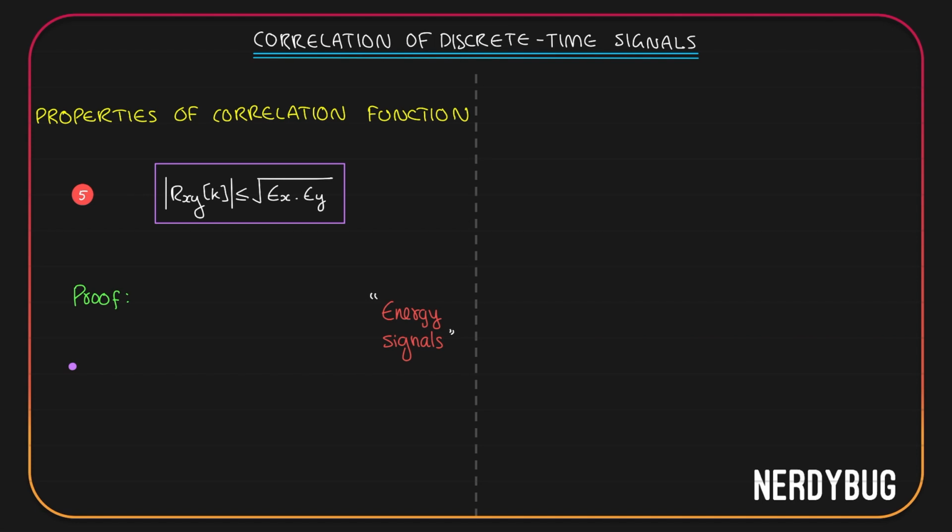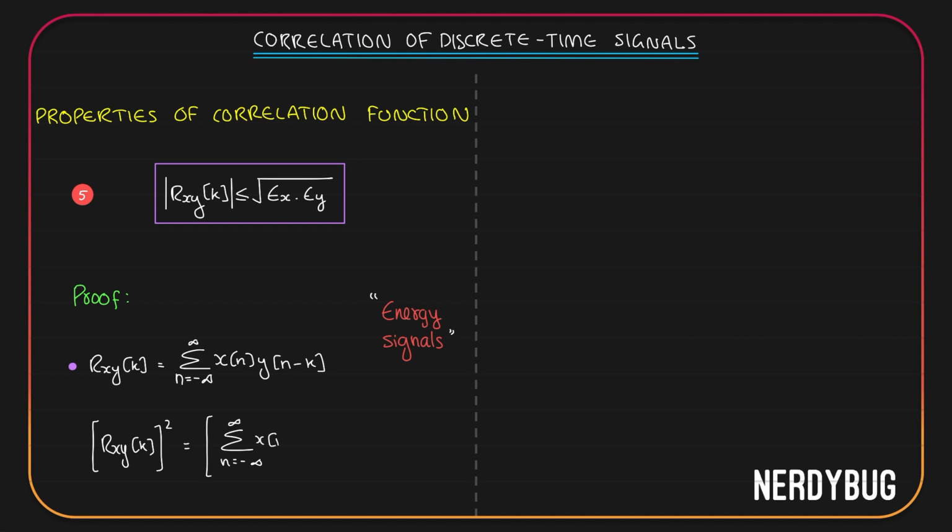Cross correlation of x of n and y of n, Rxy of k, is written as summation from n equals minus infinity to infinity x of n y of n minus k. If I square both sides of this equation, I will get square of Rxy of k is equal to square of summation from n equals minus infinity to infinity x of n y of n minus k.